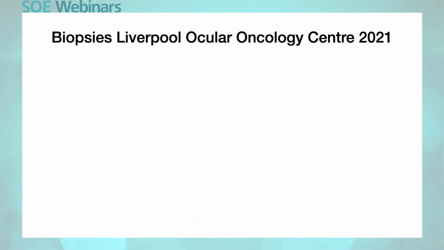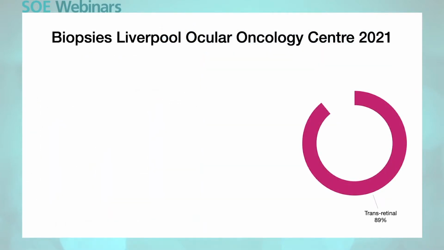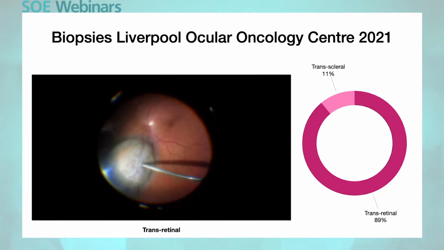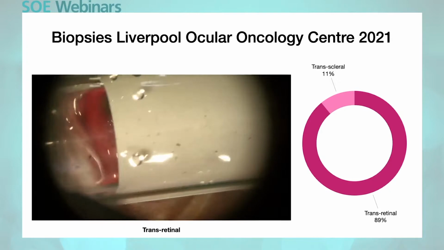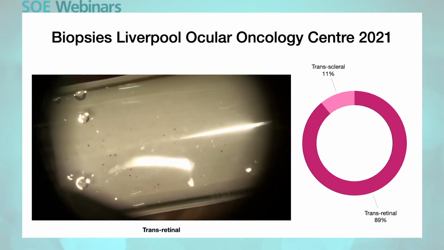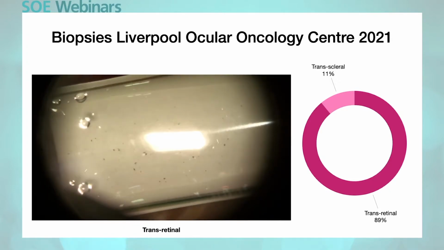Regarding the technique, about 90% of our cases are now done with transretinal biopsy and about 10-11% with transscleral biopsies. The transretinal biopsy is a 3-port vitrectomy setup, but no vitrectomy. We go through the retina into the tumor, remove tissue, check that we have enough cells that we can see, and then remove the ports without any tamponade or retinopexy.